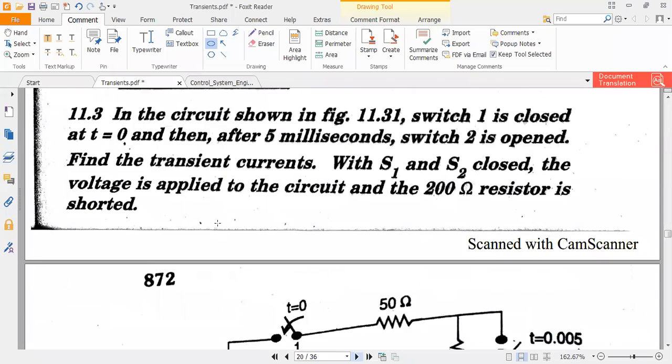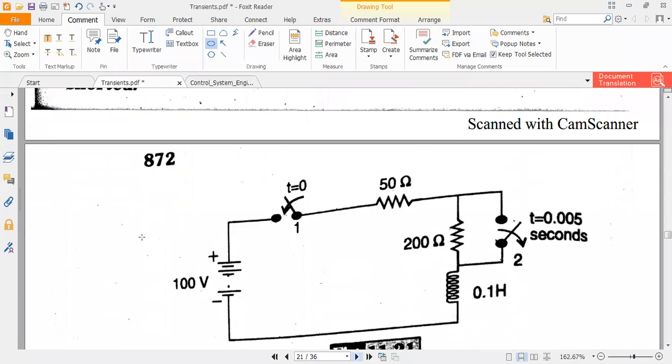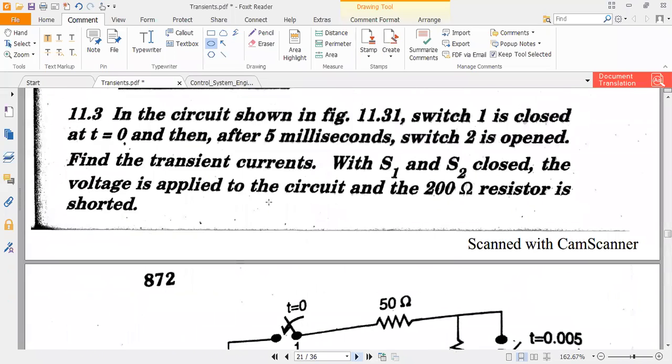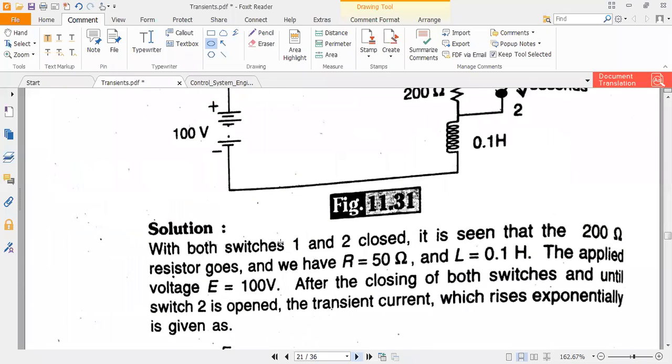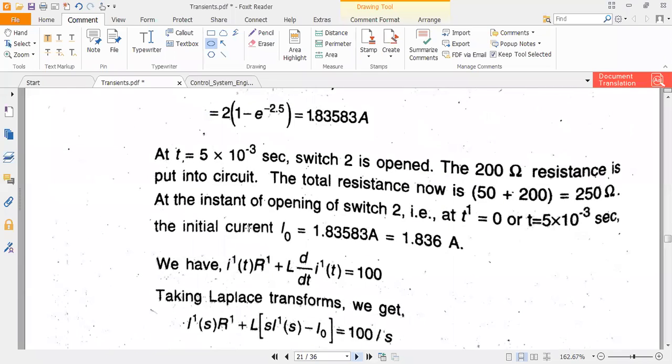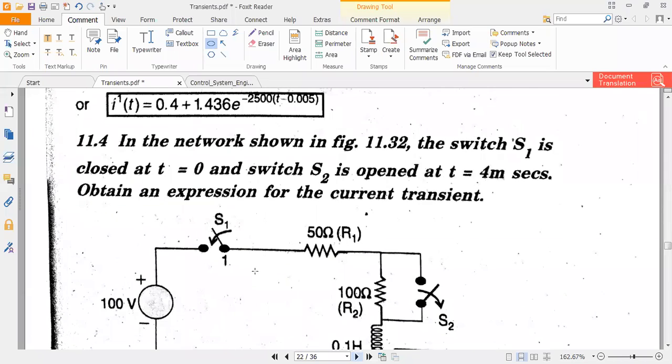So this is about the RL circuit. Coming to another example, you can go through it and you will understand, no problem. But while doing the problem, if you have any doubts, you can just ask me, so that I can clarify.